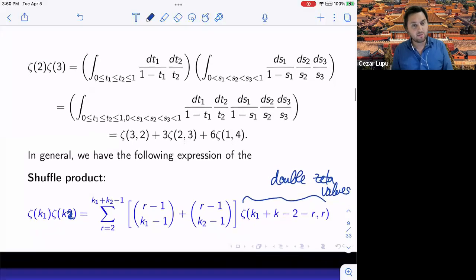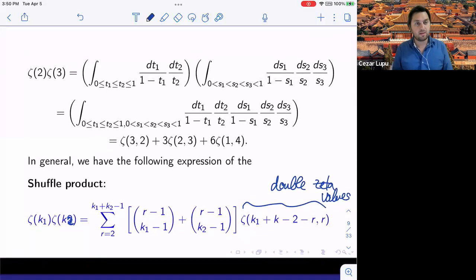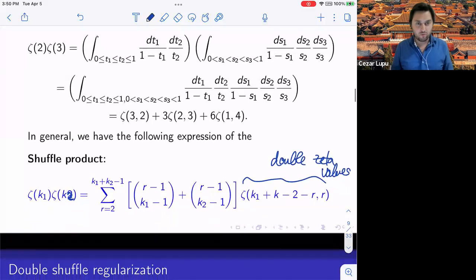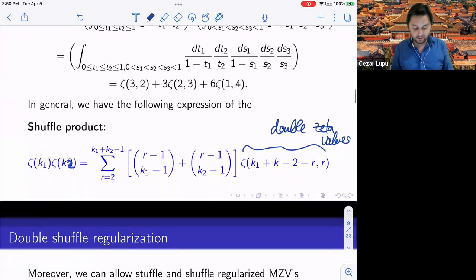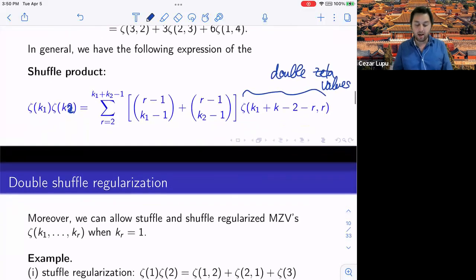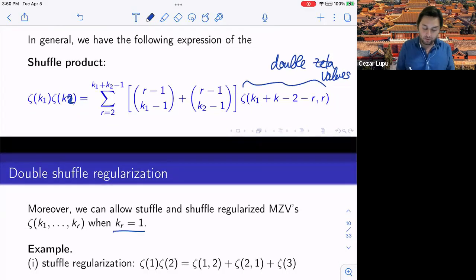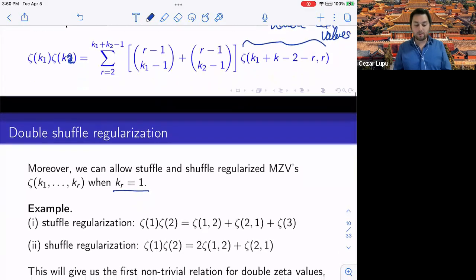But this is not just the end of it. At the beginning, we said that zeta of 1 does not exist. But in fact, we can regularize these multiple zeta values. In other words, we can allow KR to be 1. Well, when we defined them at first, we said that KR has to be strictly greater than 1, so that it will converge. But we can regularize them.